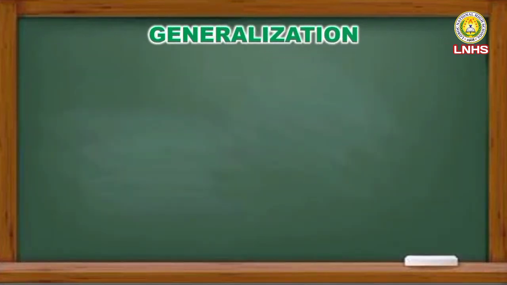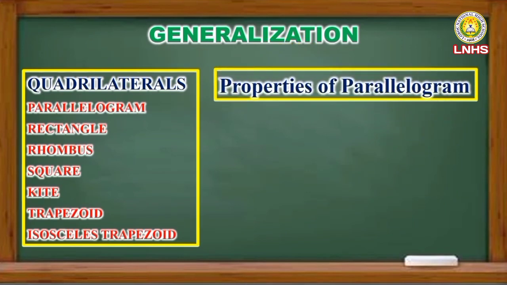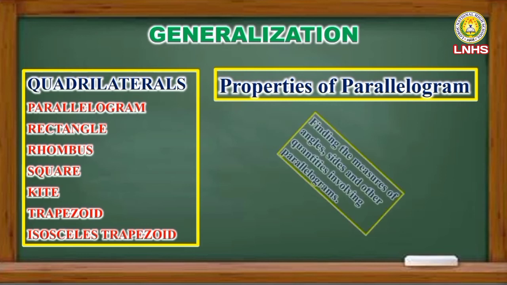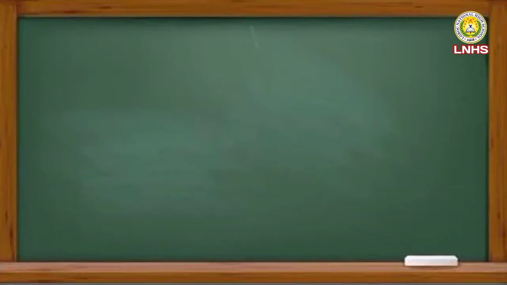Okay, let us sum up our discussion today. We discussed the different types of quadrilaterals, namely parallelogram, rectangle, rhombus, square, kite, trapezoid, and isosceles trapezoid. Also, we discussed the properties of parallelogram and finding the measures of angles, sides, and other quantities involving parallelograms. Okay, let us have our assessment.